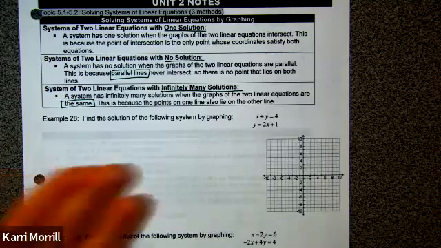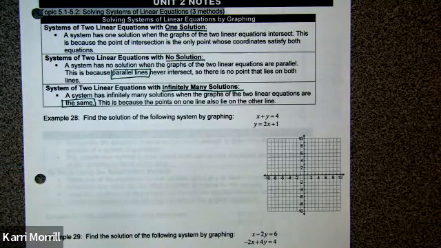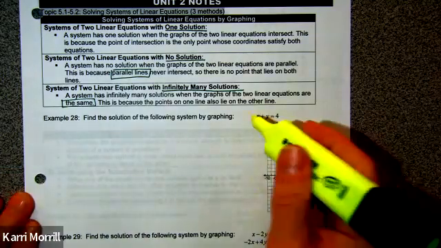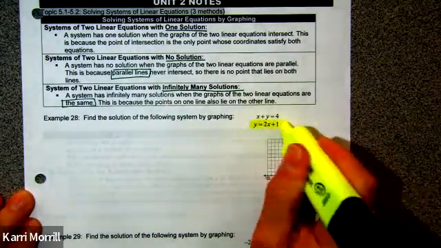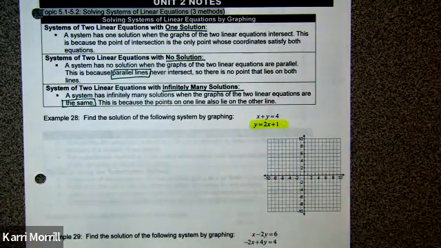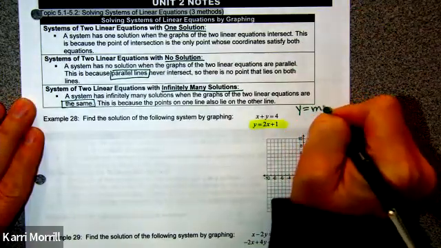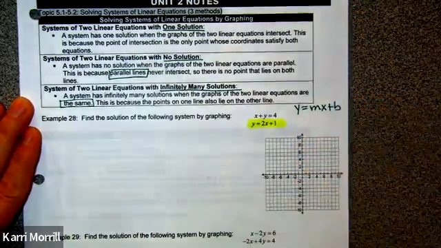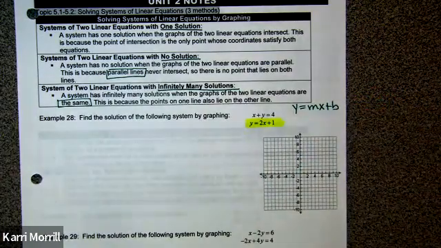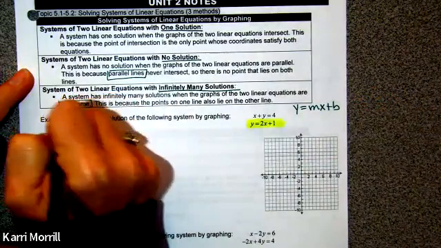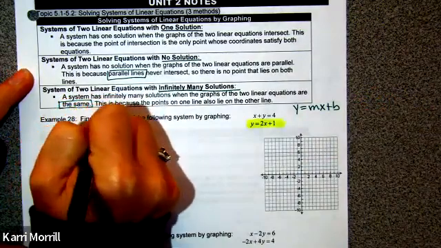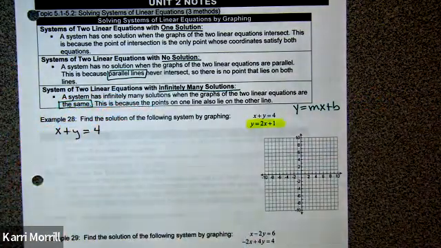So with this first example, 28, this is already isolated, right? We see y equals 2x plus 1. Remember, it's already in slope-intercept form. We really want to get the habit of putting our equations in slope-intercept form first. Isolate y first. So in this first equation above it, what do I need to do to get y by itself?